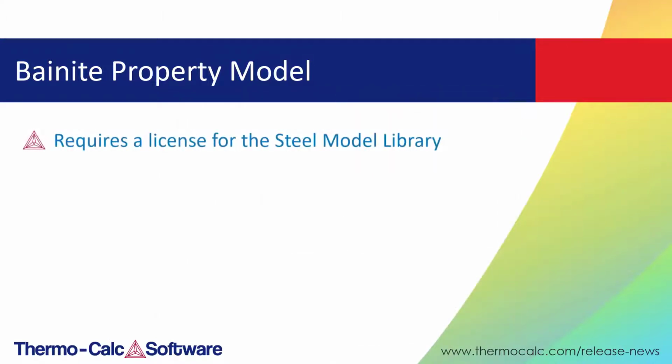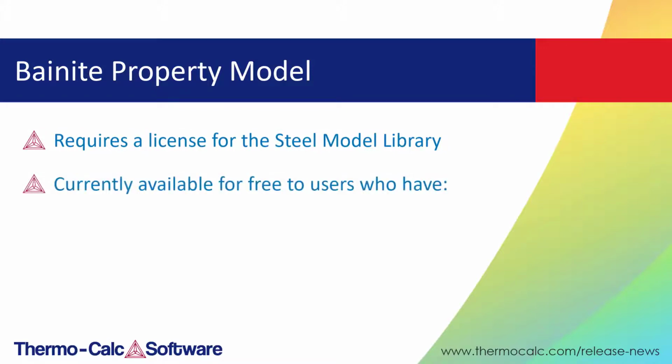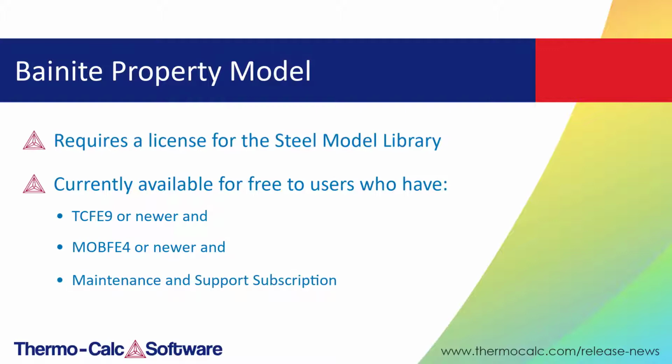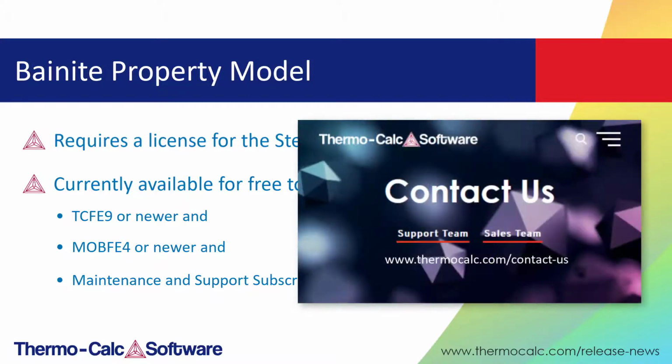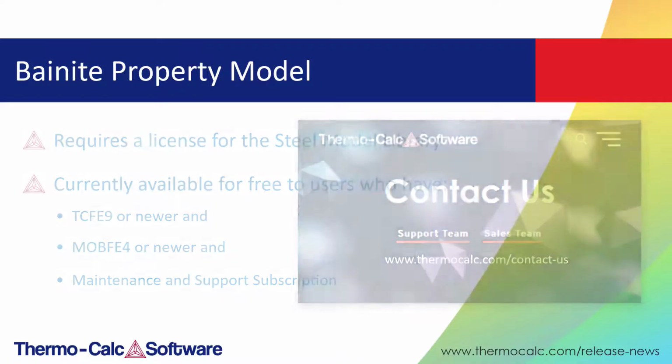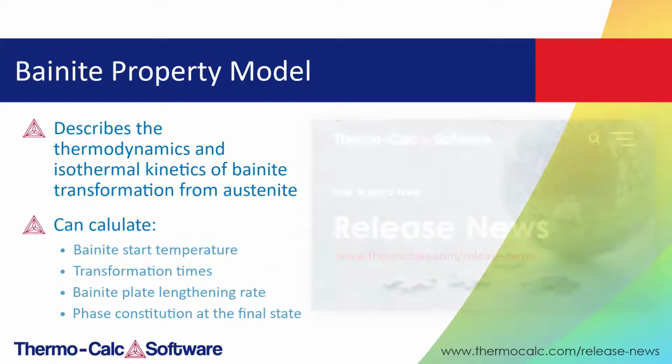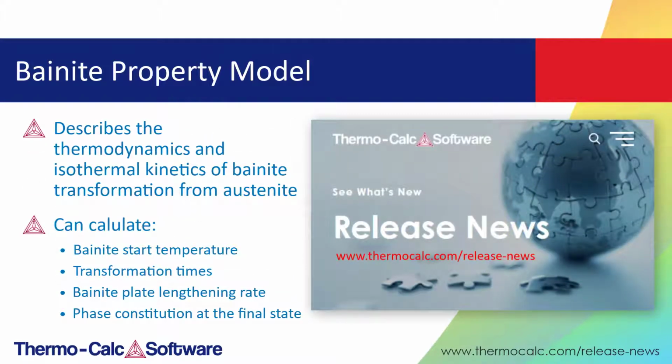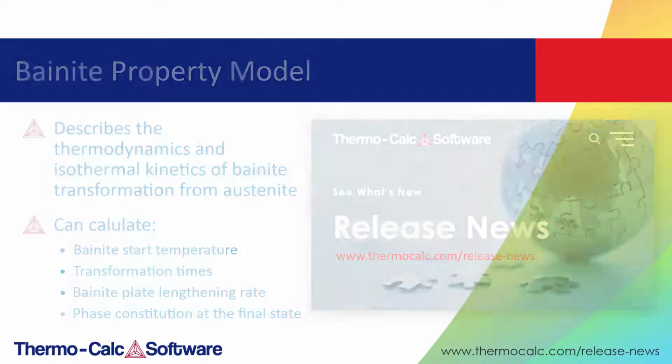The Bainite model requires a license for the Steel Model Library, which is currently available for free to all users who have the databases TCFE9 or newer, and MobFE4 or newer, and a valid maintenance and support subscription. To inquire about getting a license for the Steel Model Library, contact your local sales representative. To learn more about the new Bainite model, read the release notes available on our website.